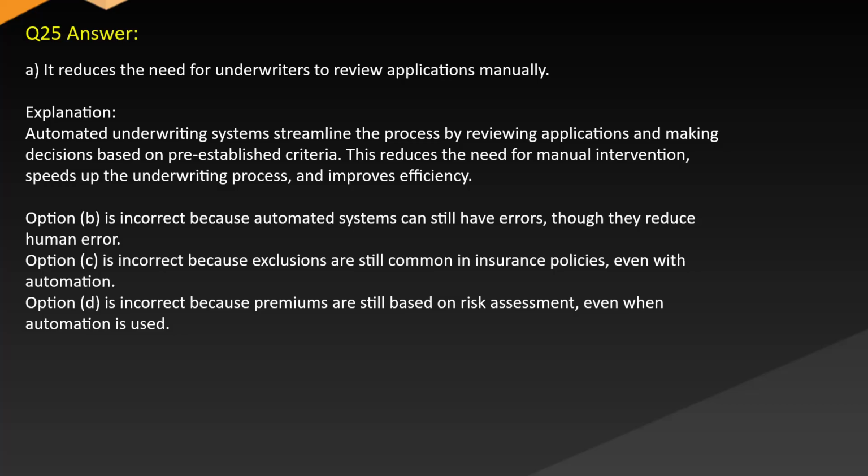Option B is incorrect because automated systems can still have errors, though they reduce human error. Option C is incorrect because exclusions are still common in insurance policies, even with automation. Option D is incorrect because premiums are still based on risk assessment, even when automation is used.